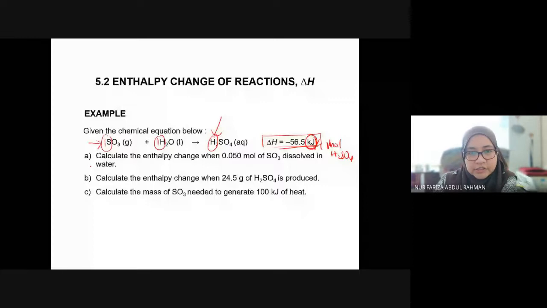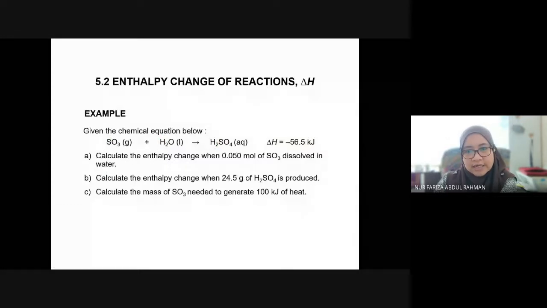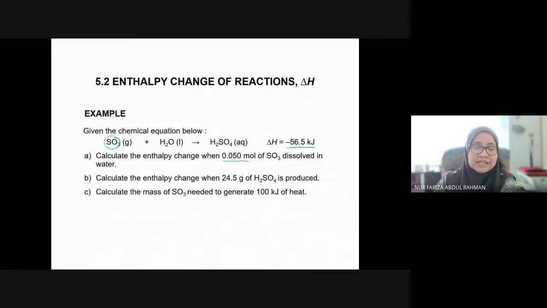Calculate the enthalpy change when 0.05 mole of SO3 dissolve in water. Okay, from the equation, let's use other color, boring. Okay, from the equation, 1 mole of SO3 release this amount of energy. So the question is asking for 0.05 mole of SO3. So how much of energy is released? How much of heat ataupun what is the enthalpy change now? Okay, alright. So kita pun start lah from, so this is A, okay. The information given.